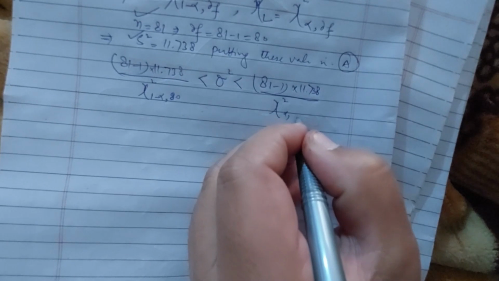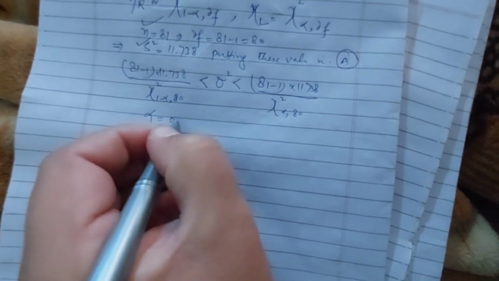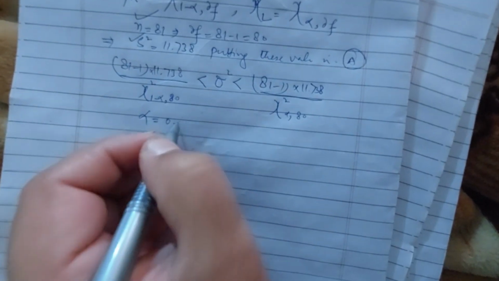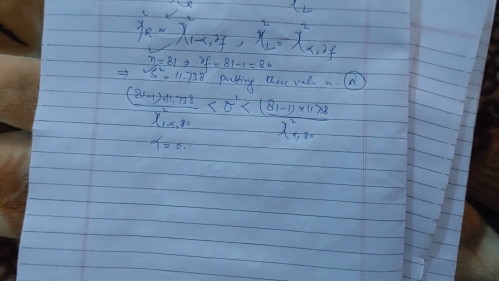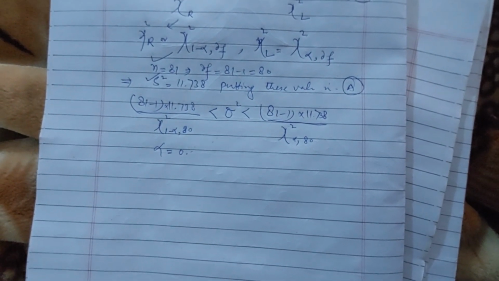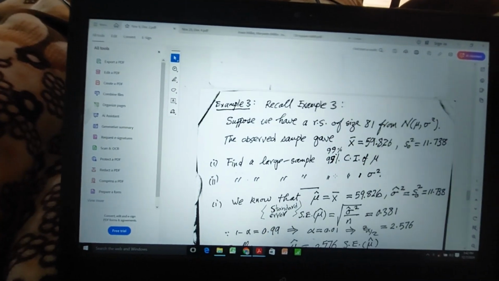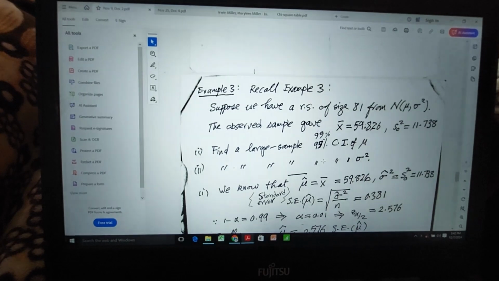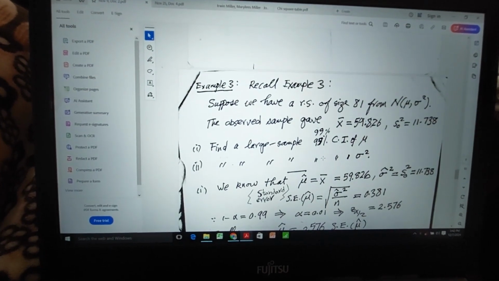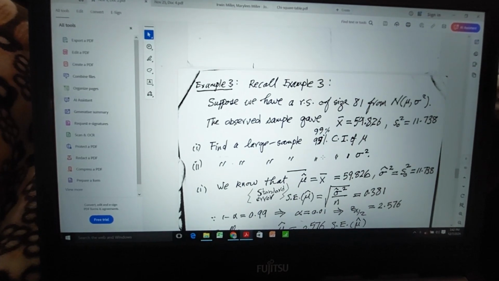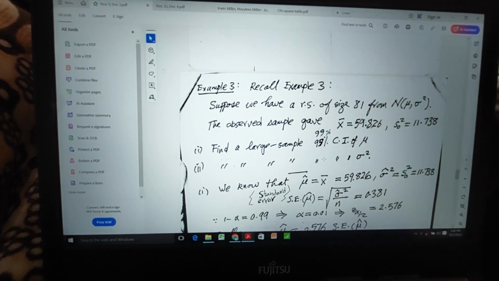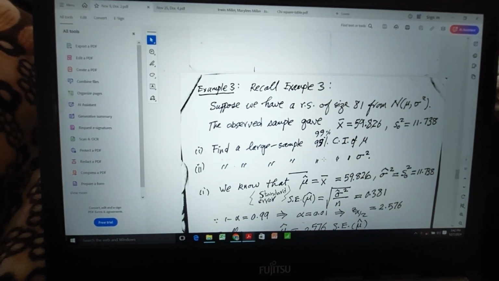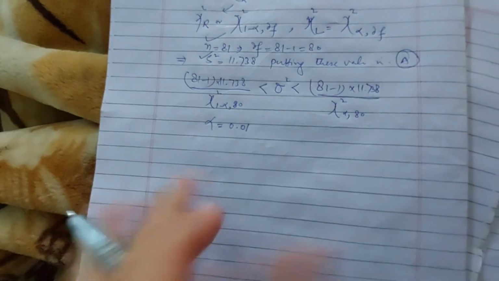Now alpha is equal to, for example, 0. Here I guess, let me see what is the value of alpha. I guess it is 0.1. We want to find the 90% confidence interval. Okay, the confidence interval is 99%, so alpha is equal to 0.01, because we want to find the 99% confidence interval. So let's continue it, putting alpha is equal to 0.01.